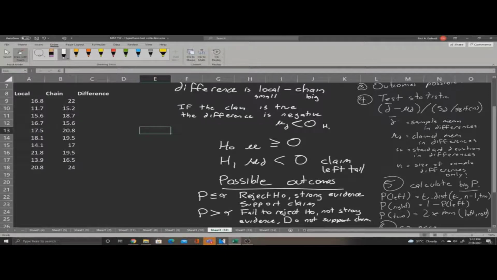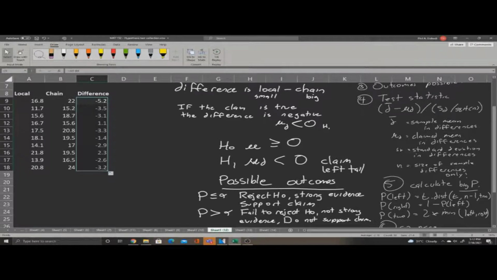Now, in order to calculate the test statistic, we have to start by finding the differences between the local and the chain. As we've said, we'll take equals, local, subtract chain. So we'll click on the first item under local and subtract the first item under chain and press enter. This gives us a difference of negative 5.2. We can take the black cross, put it on the corner of this box, and autocomplete all the differences. Now that we have a list of differences, we can find our sample mean, our sample standard deviation, and the size of the sample, all based on these differences.